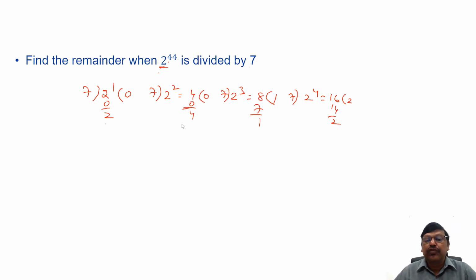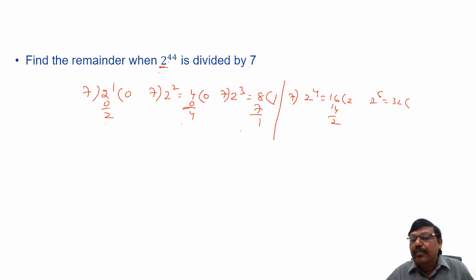2 power 4 is 16, 7 twos are 14, remainder is 2. What we observe: 2, 4, 1, again 2 repeated. So the next one will obviously be 4. If you want, you can check. 2 power 5 is 32, 7 fours are 28, remainder is 4. So how many distinct remainders do we have now? We have 3 distinct remainders.